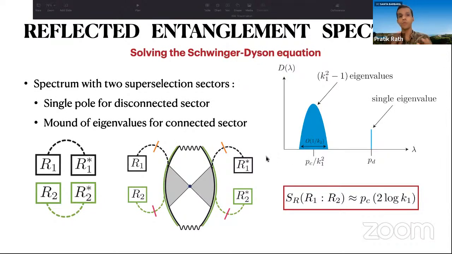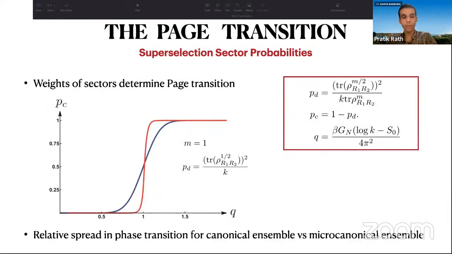However, what we find here is that this was true far on either phase, but these two features persist no matter where you are in parameter space. All that changes is the weights, which we've denoted by PC and PD, the probability of being connected or disconnected, which interpolate across the phase transition. So depending on these weights, we get a reflected entropy that's basically given by the probability of being connected times the answer in the connected phase. So all I need to tell you to explain the phase transition is what these probabilities do. The probabilities can be computed analytically in terms of the Renyi entropies of these systems.